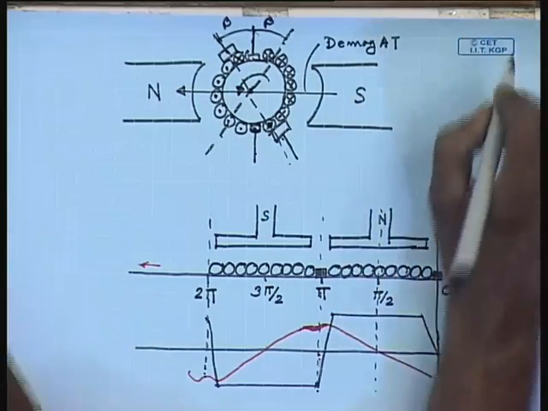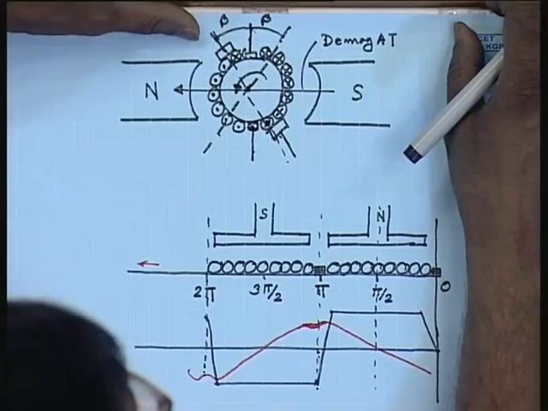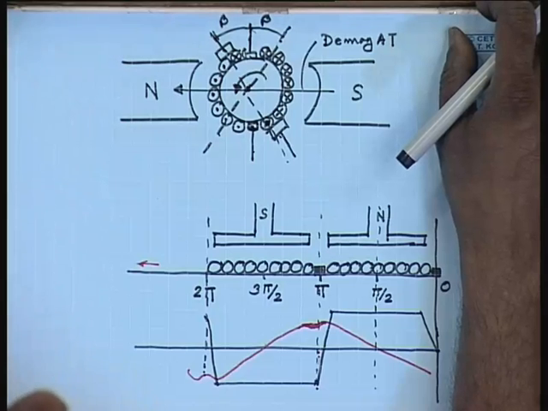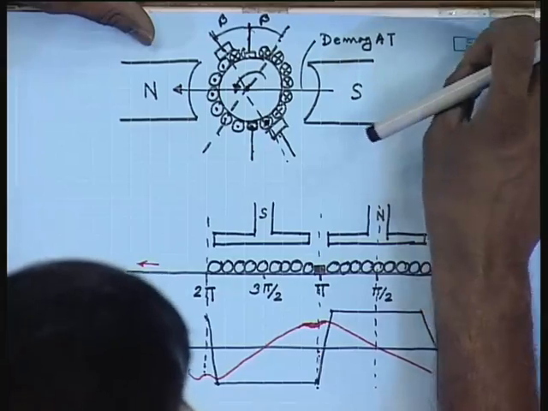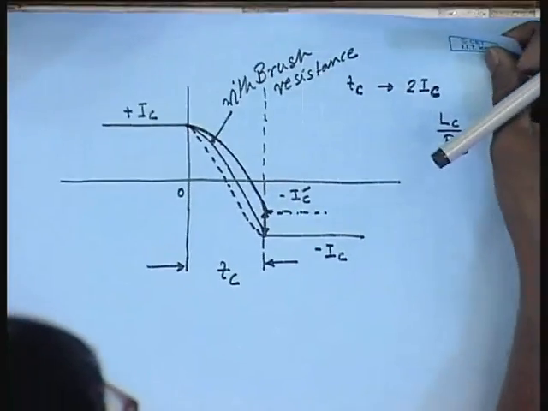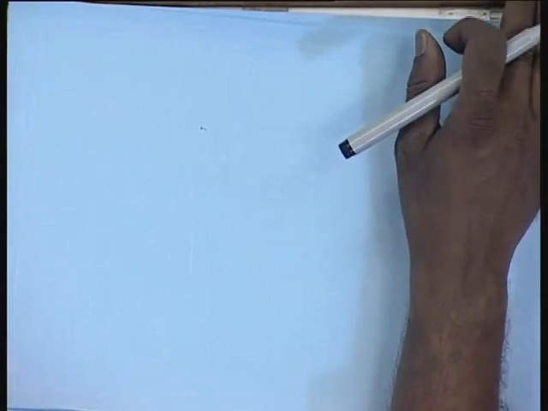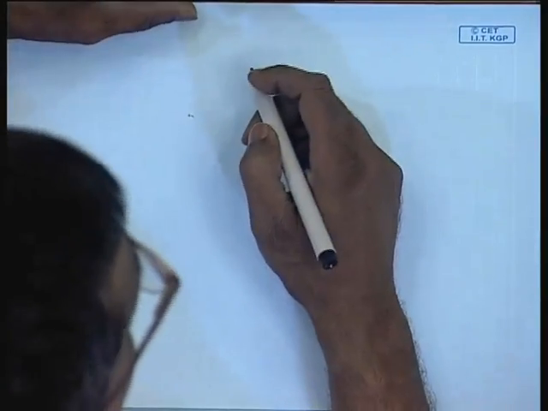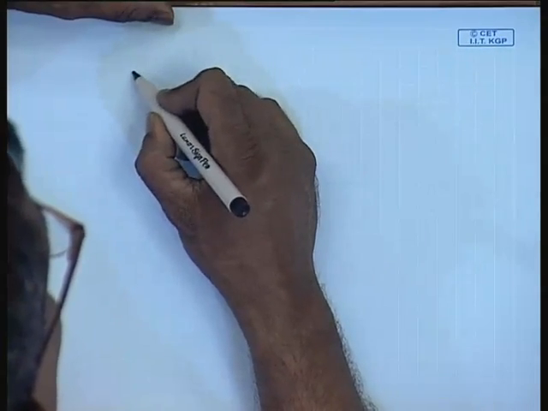So, although giving a lead to the brush may help commutation, it will have a demagnetizing effect on the main flux, which can of course be compensated by increasing the ampere turns on the main flux. Another approach of providing additional ampere turns is by providing what we call the interpoles. The interpoles are short poles provided between two main poles.